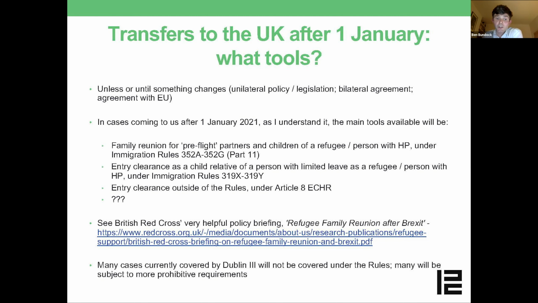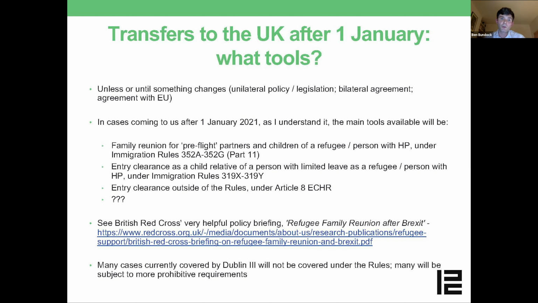So in the panel discussion, Nina flagged the very helpful British Red Cross policy briefing. I've given the link there in the slides. I would recommend having a look at that. It's got a very useful table, as Nina mentioned, of the different classes of case that are currently covered by Dublin and the extent to which they're now going to be covered by the immigration rules after the new year. The headline message is that many cases currently covered by Dublin aren't going to be covered by the rules, and many of them are going to be subject to more restrictive, more prohibitive requirements after the new year. So it's going to be harder to get people to the UK in these kind of circumstances.